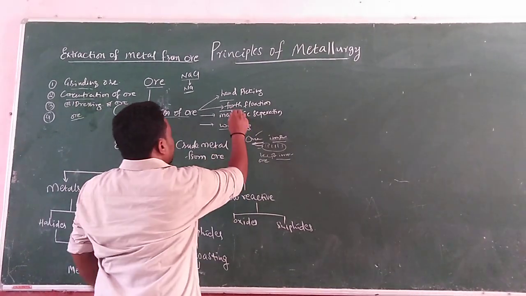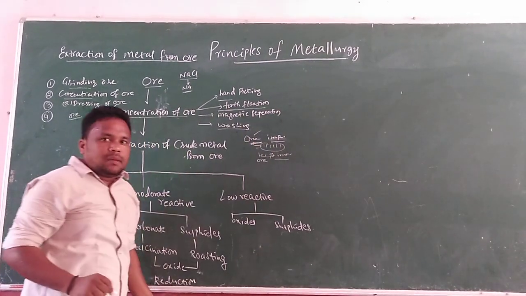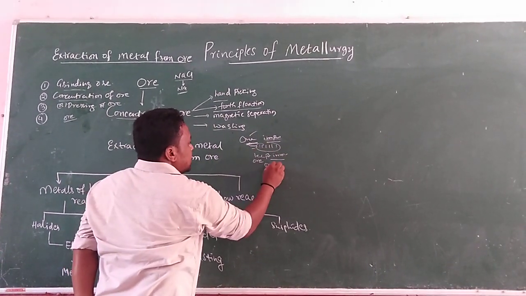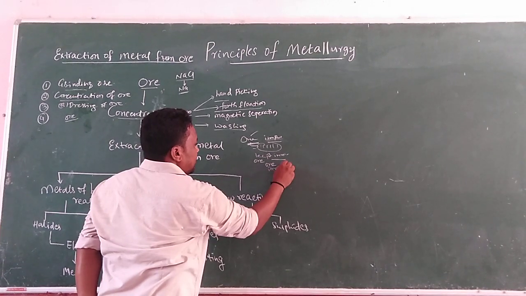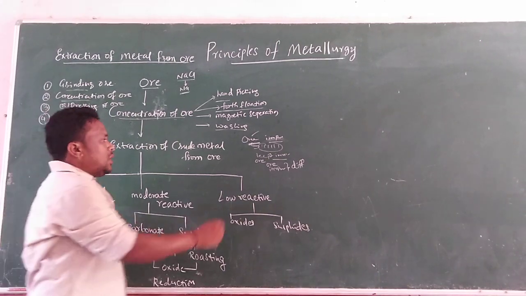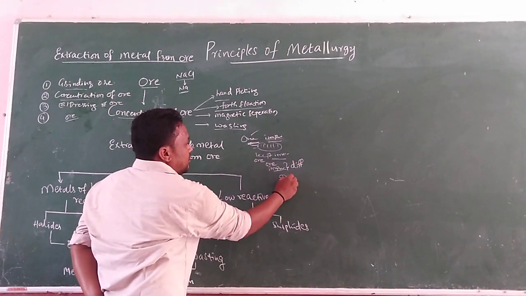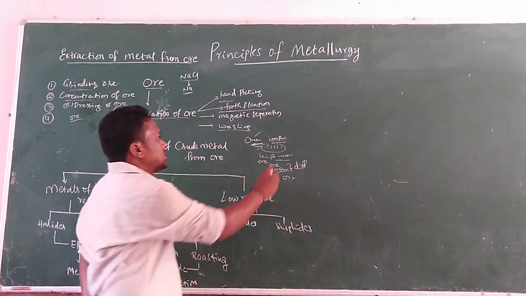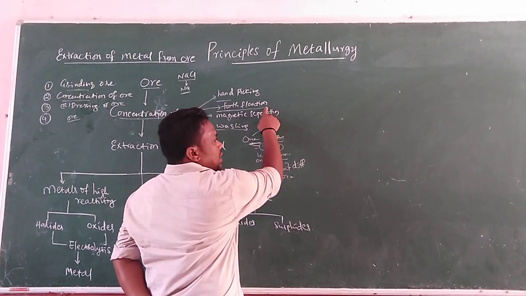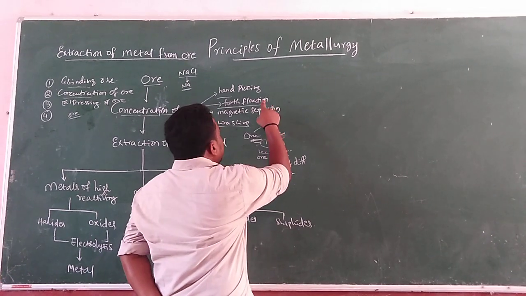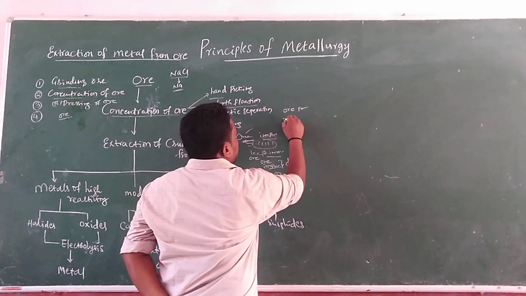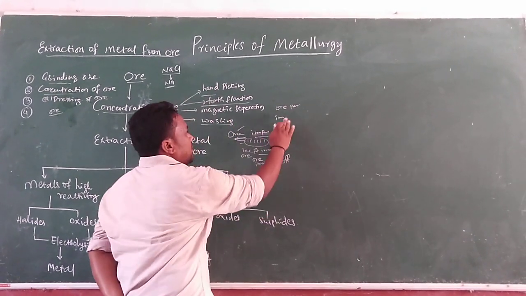Next one is froth flotation. What is froth flotation? It can be defined as a process in which the ore particles as well as the impurity particles have different wet properties. Then you keep the ore in water. Froth flotation is a process that applies to sulfide ores, in which the ore particles and the impurity particles have different properties.